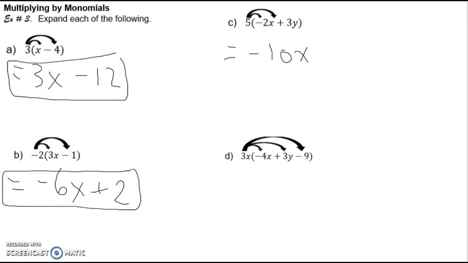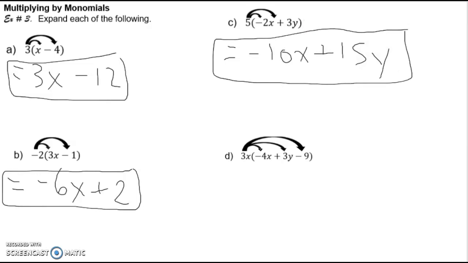And step 2, we have 5 times positive 3y. So we'll multiply our numbers first. 5 times positive 3 gives us positive 15. And there's no variable with the 5 there. It's just the 1y. So it's just 1y. And that's your final answer.